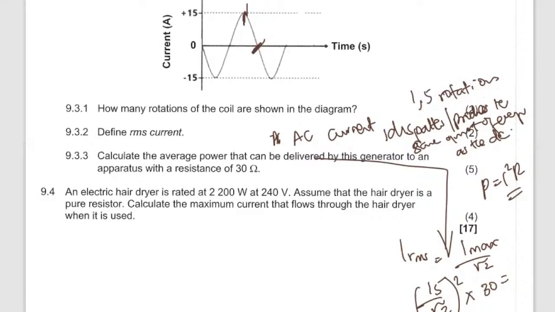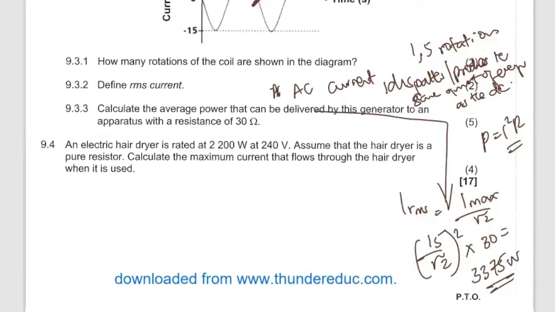So we say 15 over the square root of 2, squared, times 30. That's giving me 3375 watts directly. If you have decimals because of doing this separately and rounding off, no problem, but the answer should be close to the same.